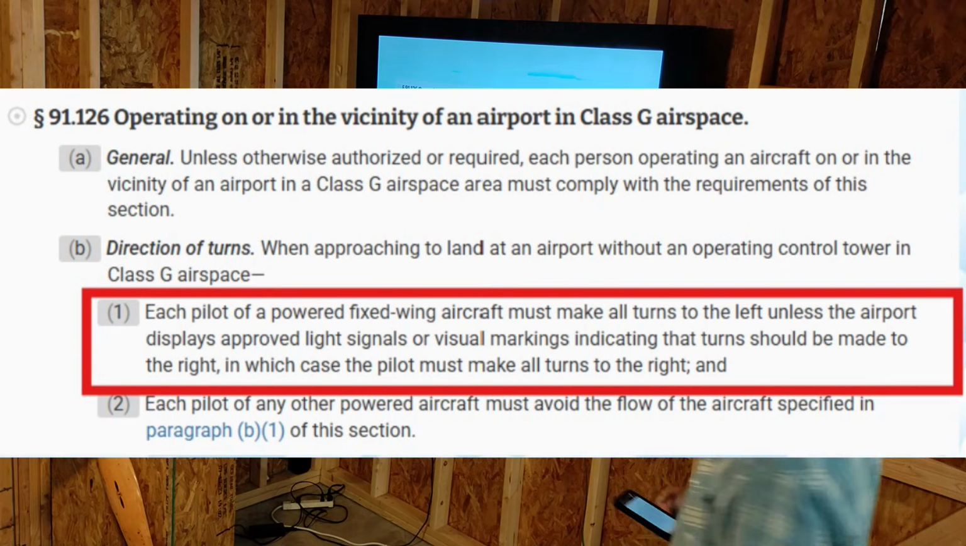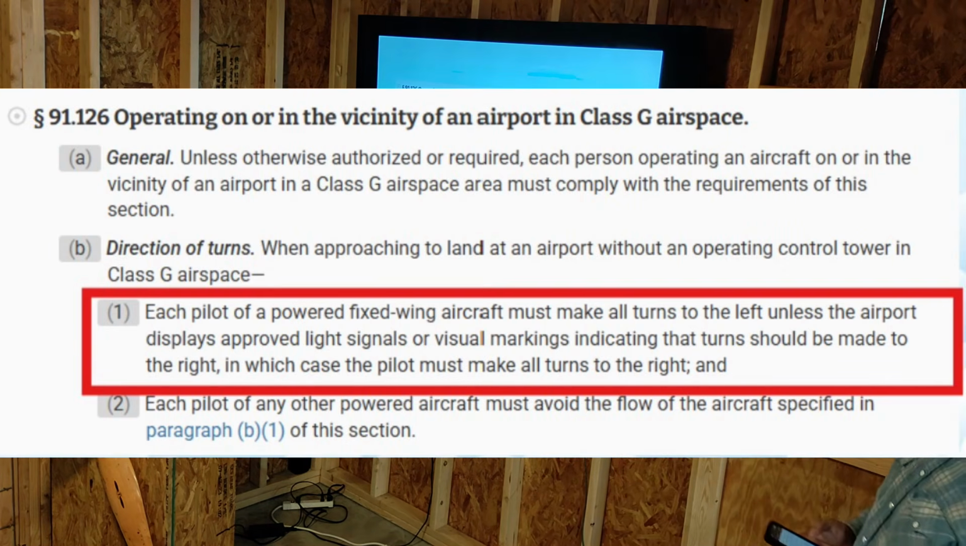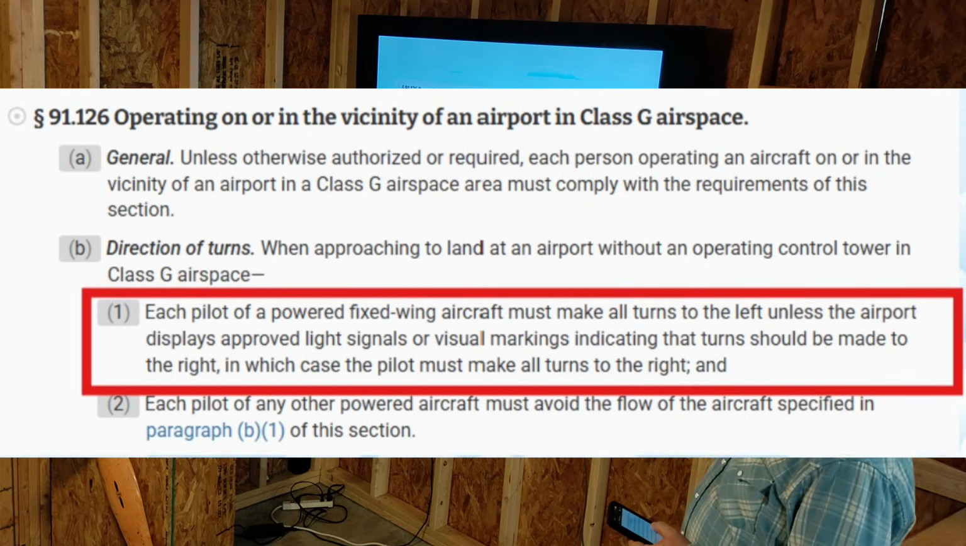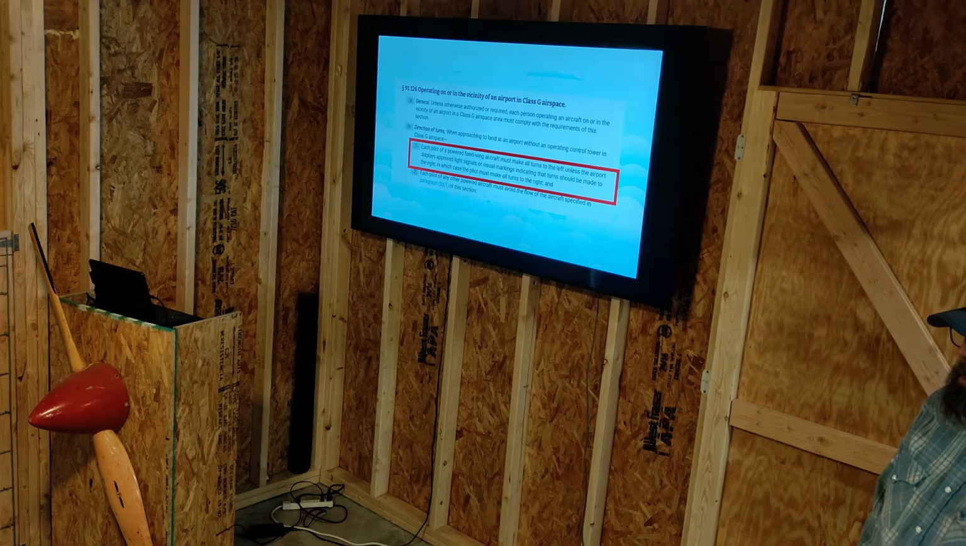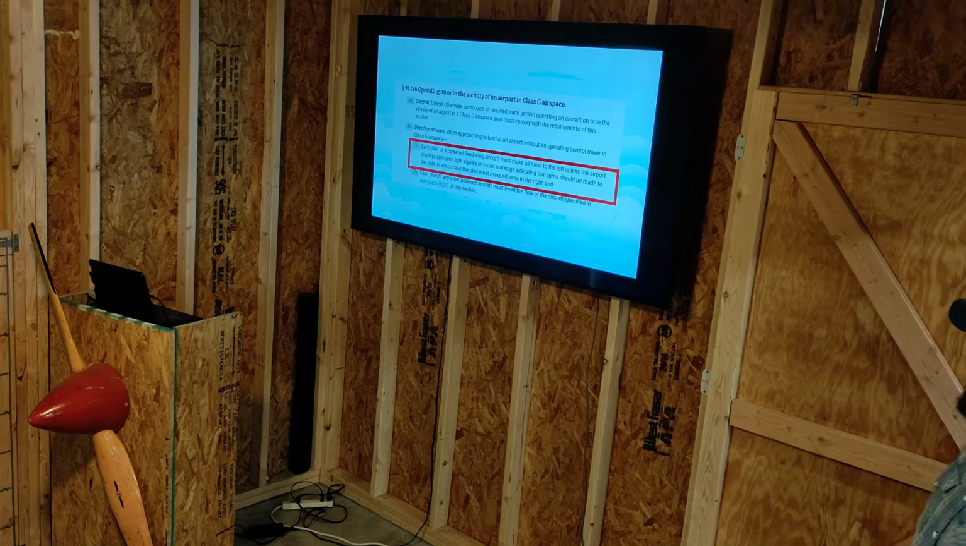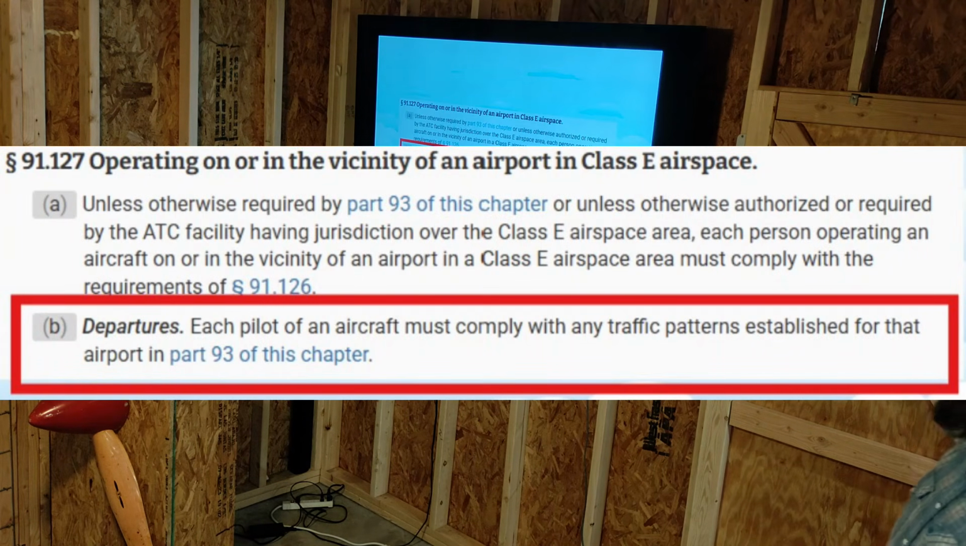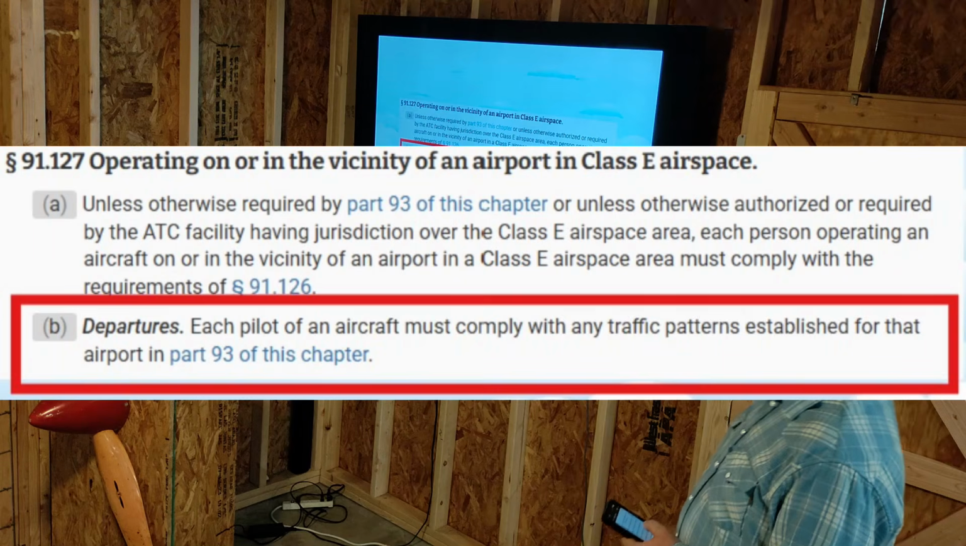Each pilot of a powered fixed-wing aircraft must make all turns to the left unless the airport displays approved light signals or visual markings indicating that turns should be made to the right, in which case the pilot must make all turns to the right, and more stuff we don't care about. So that rules out the left-turn answer. It can't be all turns to the left because some airports are going to have procedures for you to turn to the right, right? Okay. The next one is in 91.127, departures.